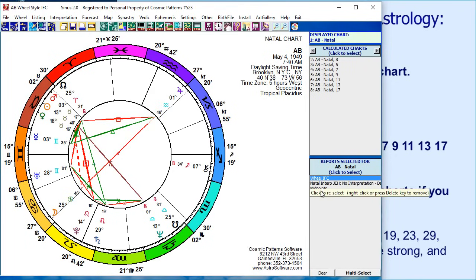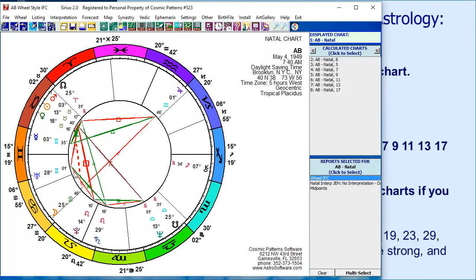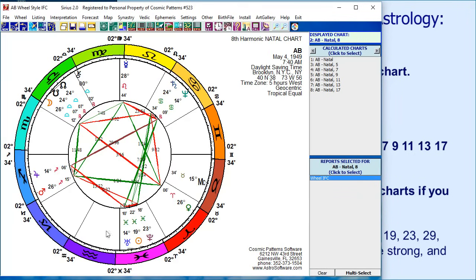And if we look at the midpoints, there's that Uranus at Sun, Pluto 1 degree orb. We didn't pay much attention to that Uranus at Sun, Pluto because the orb was about 1 degree. But it's also, when we look at the wheel, in hard aspect, and in the 8th harmonic chart, it shows up as all of them conjunct.